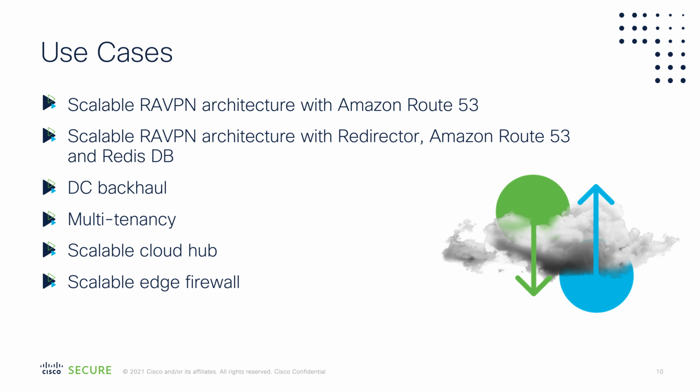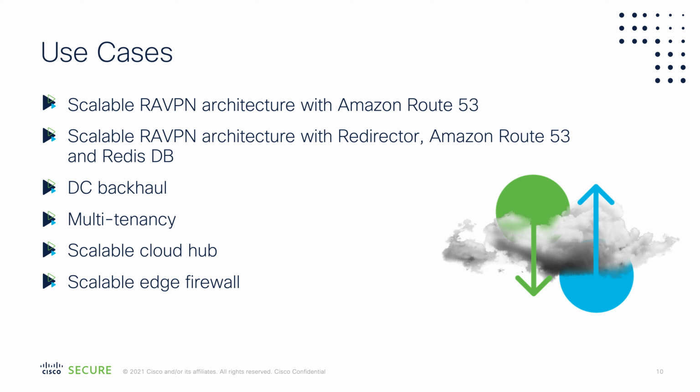So we have been asked by our customers and partners on a daily basis about a scalable and resilient architecture that can provide secure connection back to their data center and to their application. In this architecture, we have customized it specifically for scalable RAVPN that supports Amazon Route 53, which does load balancing based on weighted average, and the other mode of load balancing known as a smart load balancing feature, where we use a redirector and Route 53. And in addition to these two components, we use a Redis database as well.